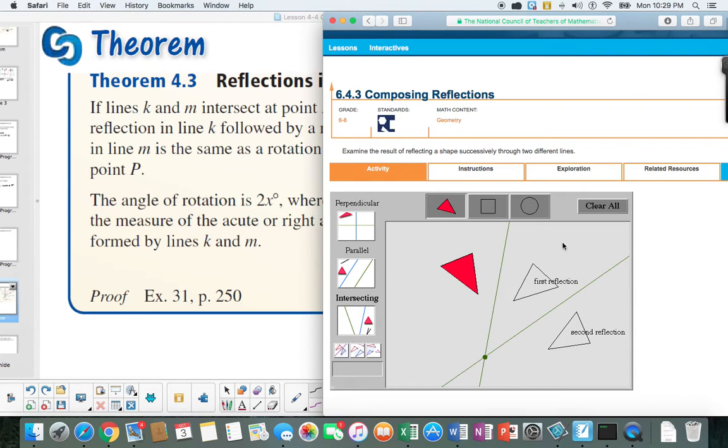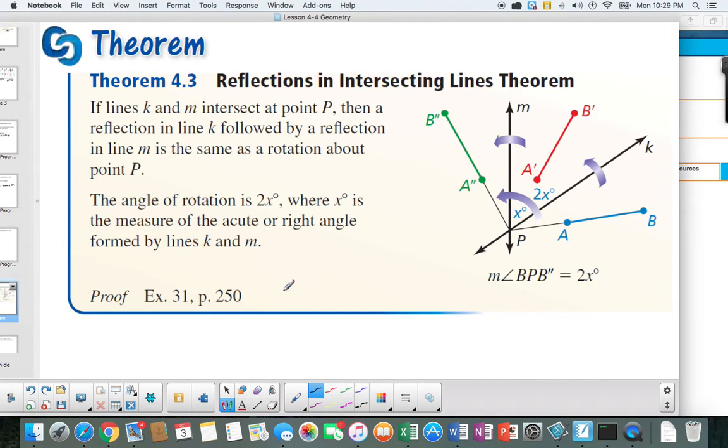So from the beginning to the very end is a rotation. And that's what it's saying right here. So if you reflect over two intersecting lines, it's as if you had done a rotation, and the rotation will be a rotation of 2x degrees.